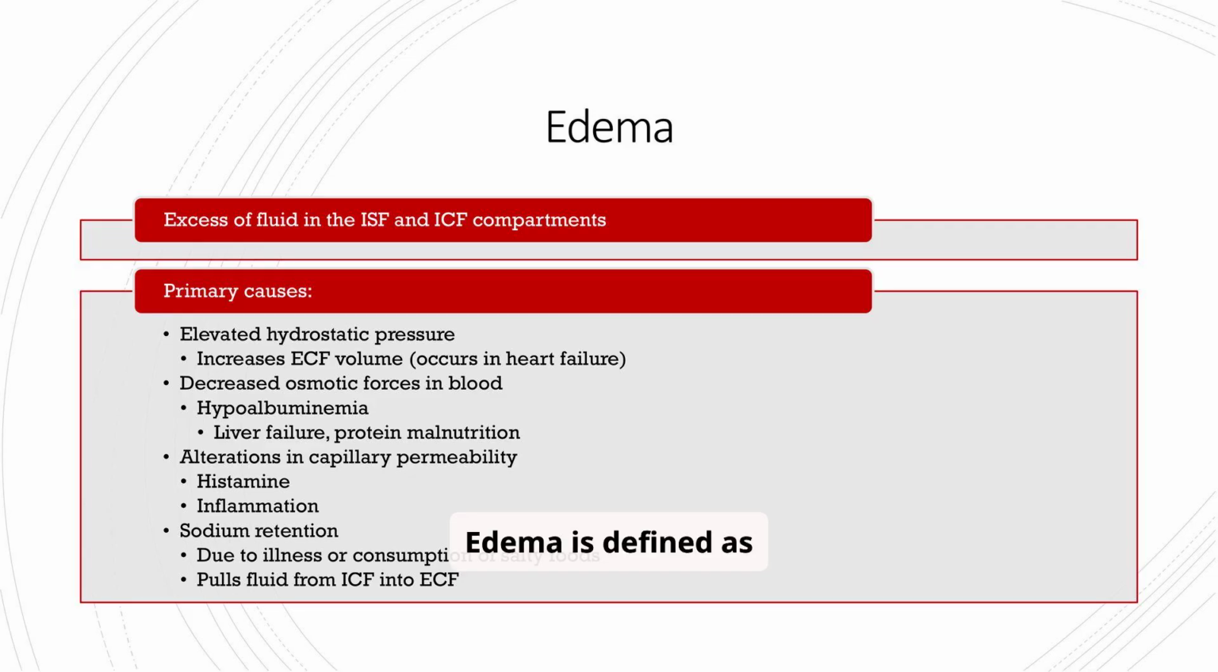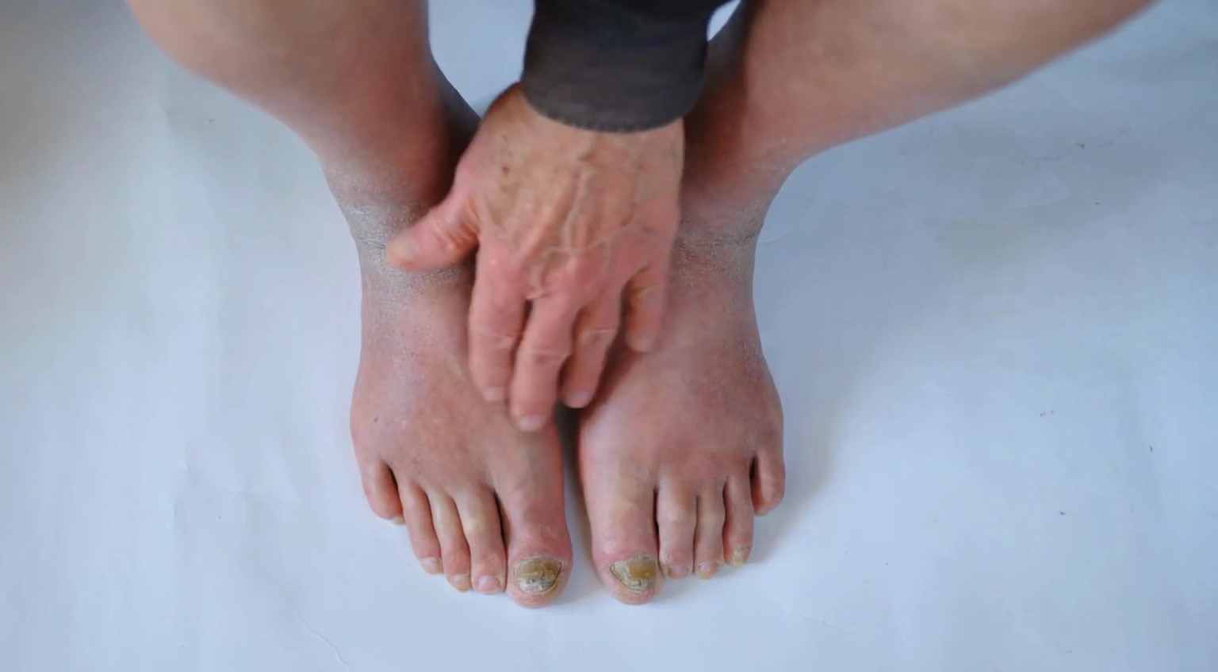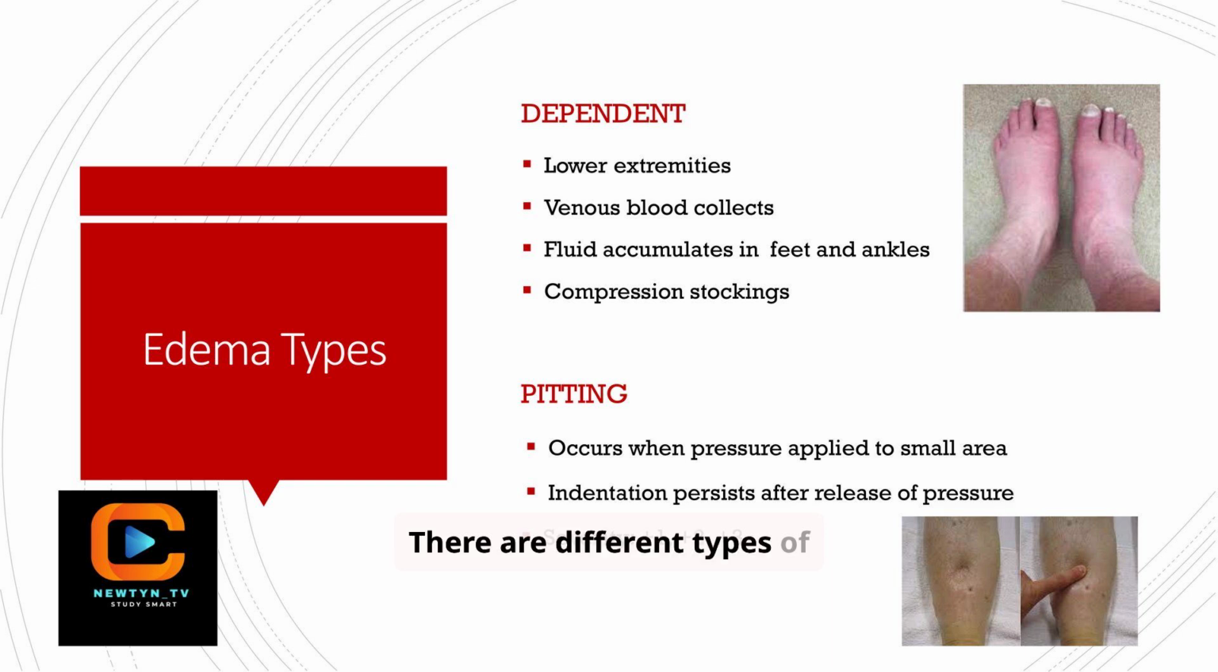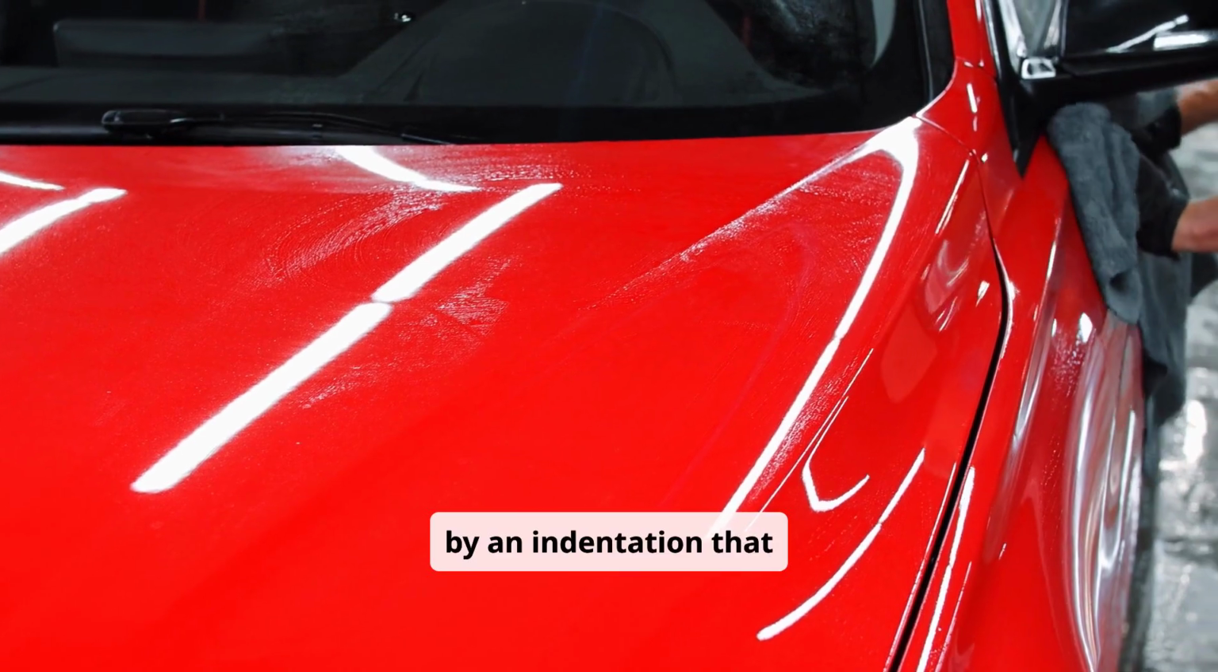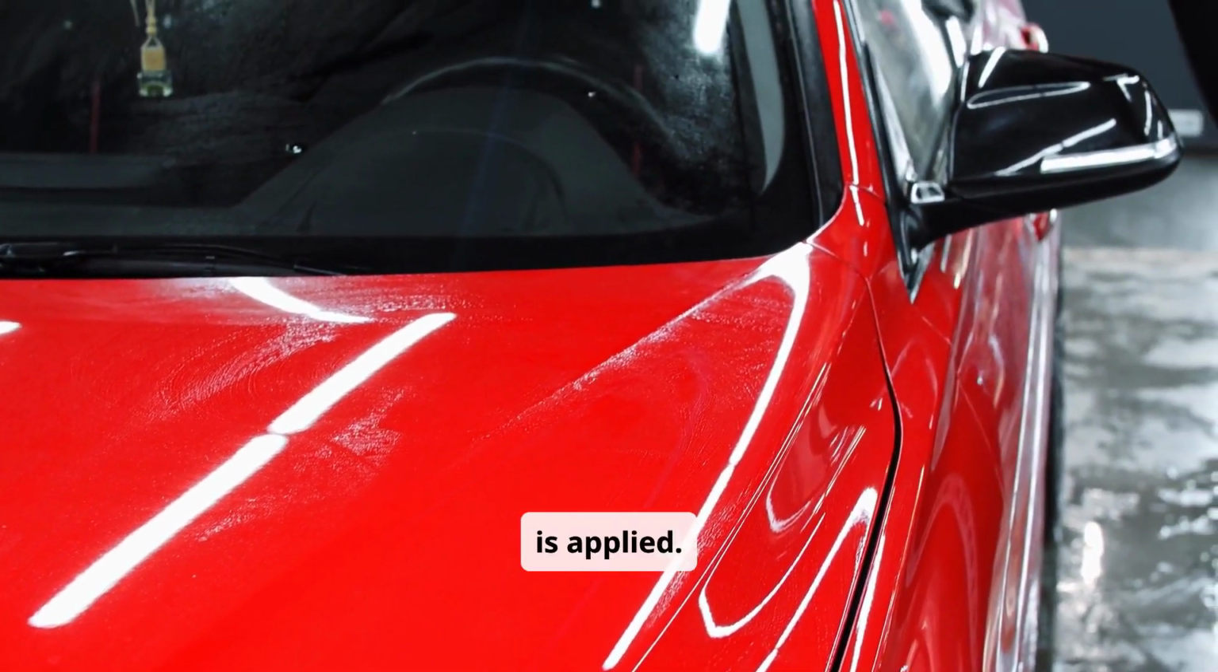Edema is defined as an excess of fluid in the ISF and ICF compartments. It can be caused by a variety of factors, including elevated hydrostatic pressure, decreased osmotic forces, alterations in capillary permeability, and sodium retention. There are different types of edema. Dependent edema typically occurs in the lower extremities due to gravity, while pitting edema is characterized by an indentation that persists after pressure is applied.